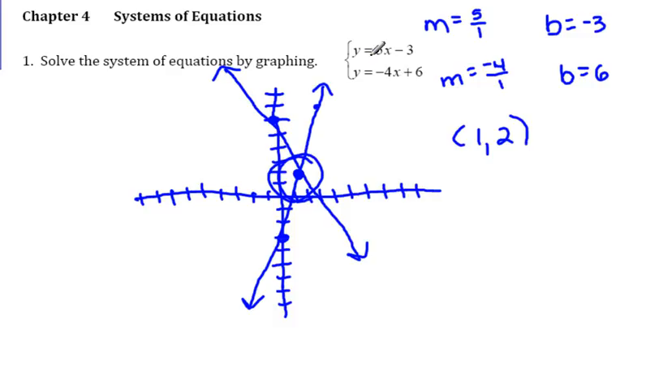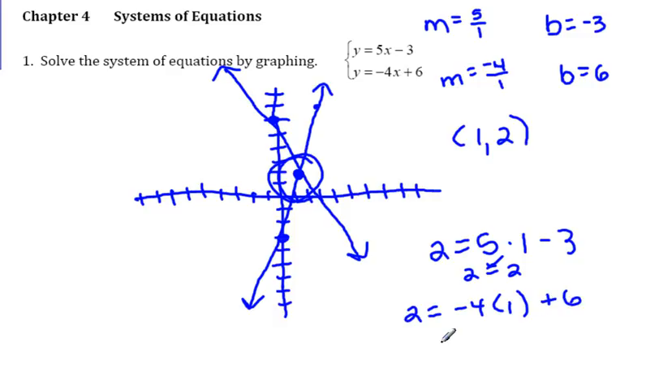So I'm first going to plug into this one. That gives me 2 equals 5 times 1 minus 3. 5 times 1 is 5 minus 3 is 2. It checked in the first equation. So I'm going to go to the second equation. I have 2 equals negative 4 times 1 plus 6. That gives me 2 equals negative 4 plus 6, which of course gives me 2 equals 2. It checked in both of them, so that means I did a pretty good job of finding the solution, even though my graph was not the prettiest one you'll ever see.